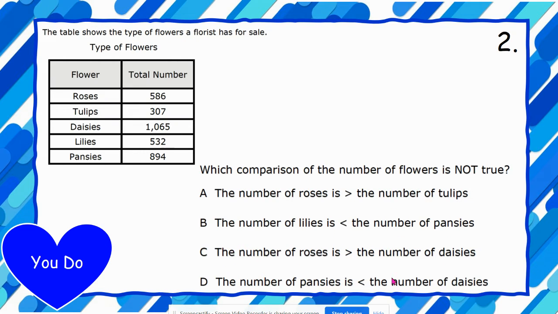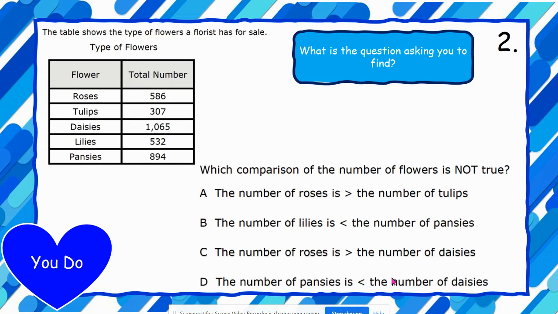All right, moving on to number 2. The table shows the type of flowers the florist has for sale. Same table we used in number 1. First thing, what is the question asking you to find? Which comparison of the number of flowers is not true? Not being our special word. So there's going to be 3 right answers and 1 wrong answer. And on these not true questions, we're choosing the wrong one, the one with an X, the one that's not true.